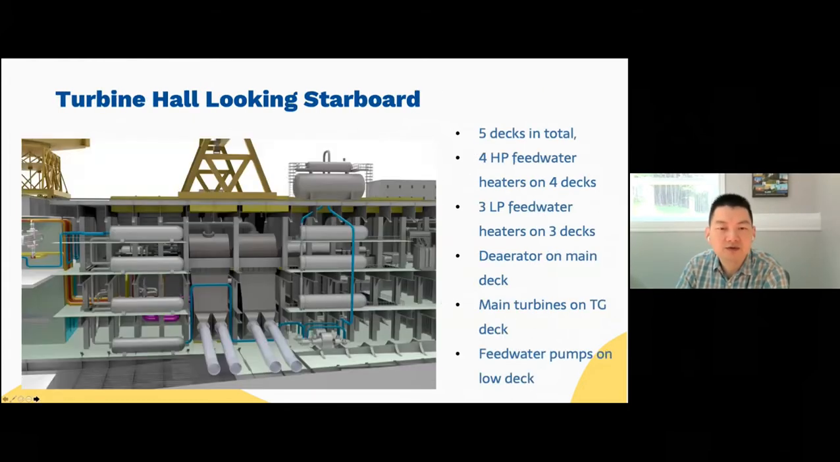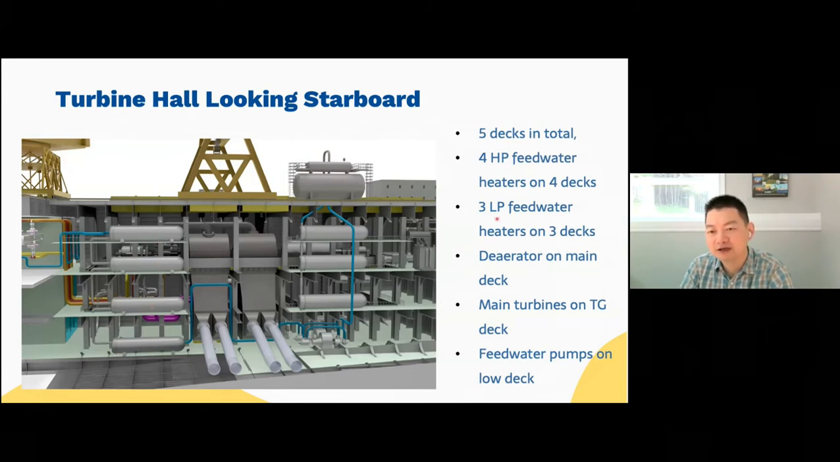Okay, so let's take another look. Now we're looking starboard. So that means the other side of this picture is starboard, because we're looking starboard. As you can see, there's a total of 5 decks here: 1, 2, 3, 4, and 5. So 4 high pressure feed water heaters on 4 decks here: 1, 2, 3, 4.